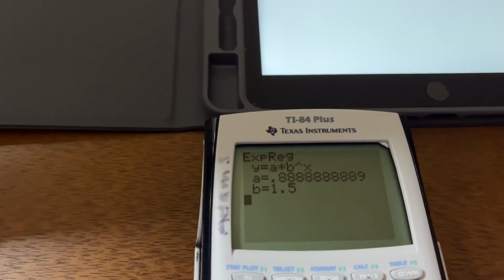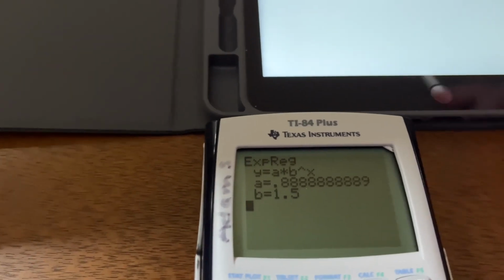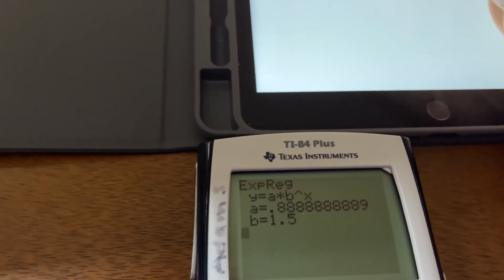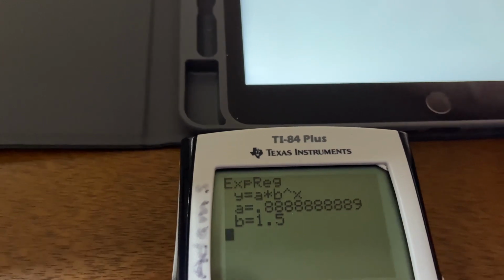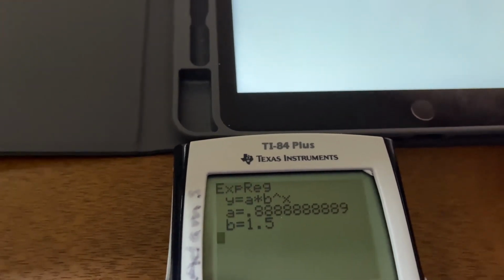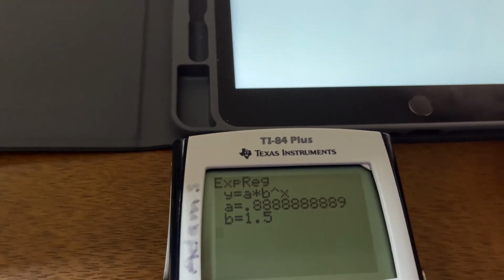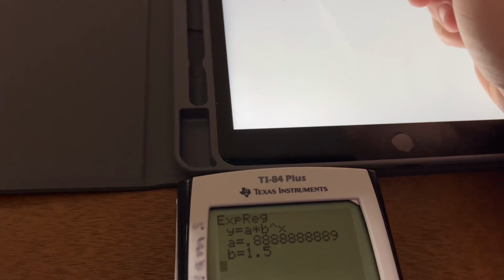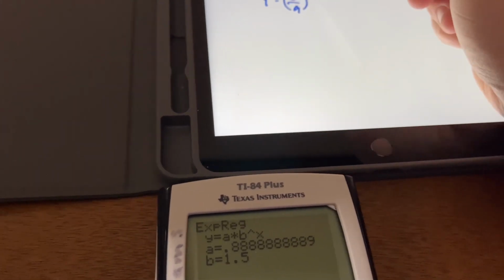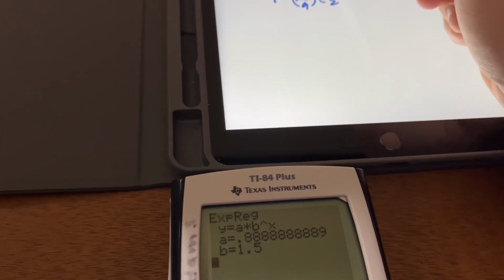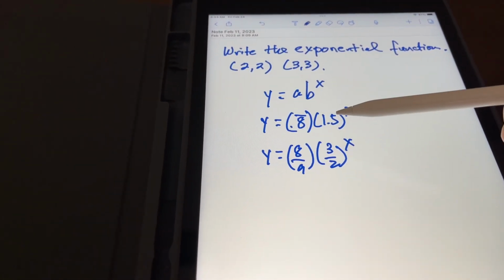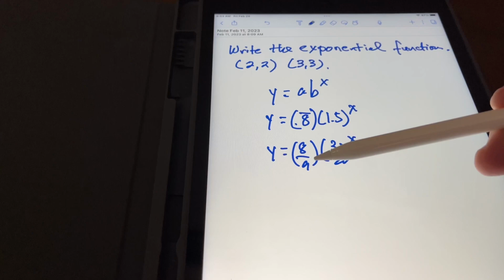So what it's giving you is 0.8 repeating for A and 1.5 for the B. And a while ago when I did this, I got 8/9 and 3/2. That's the same thing. So 1.5 is 3/2 and 0.8 repeating is 8/9.